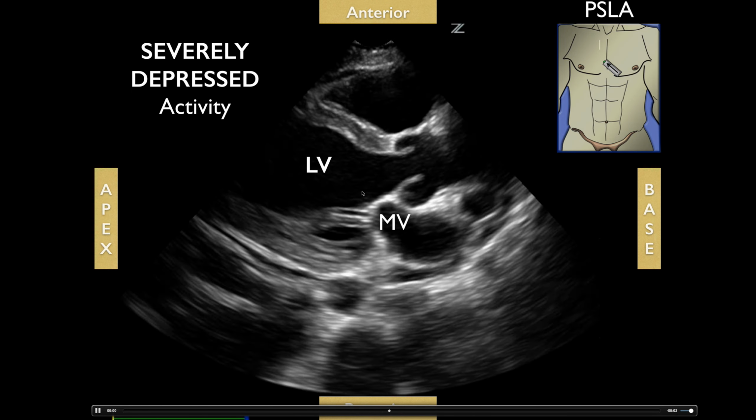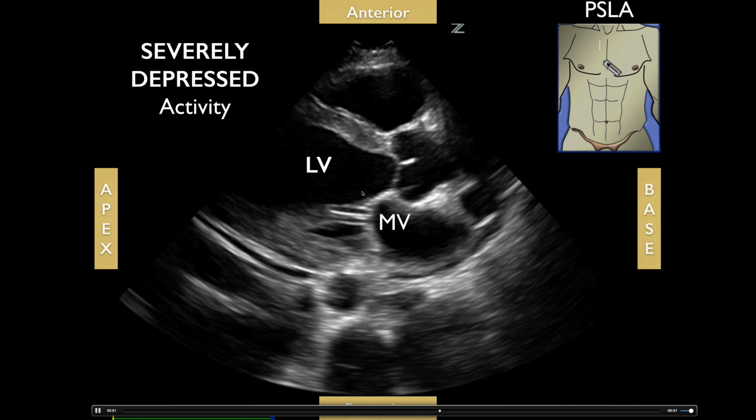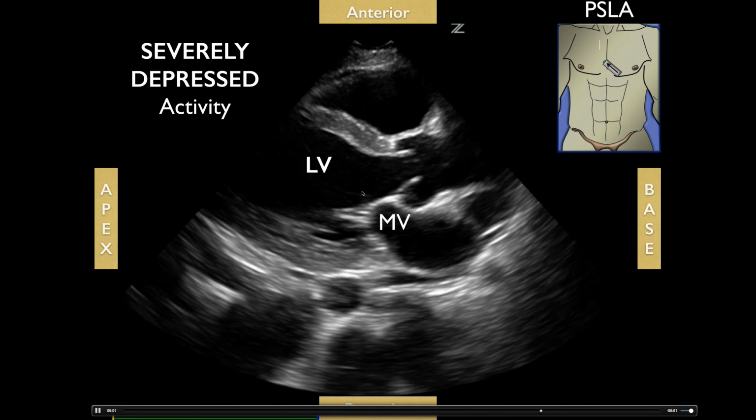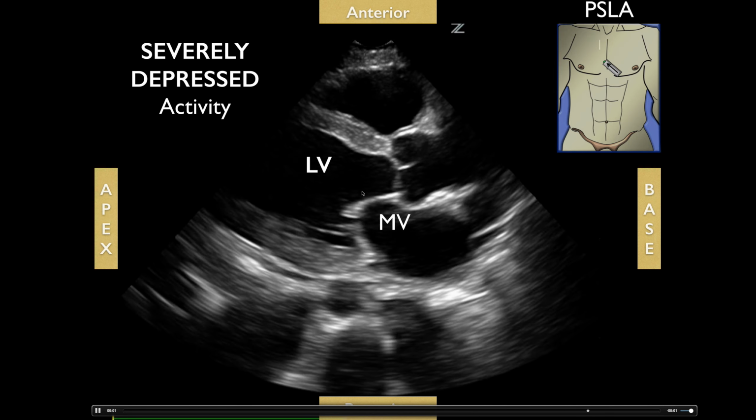So just in summary, just make sure you know these common pathologies. It will really help you during your rotations, as well as during your residency.